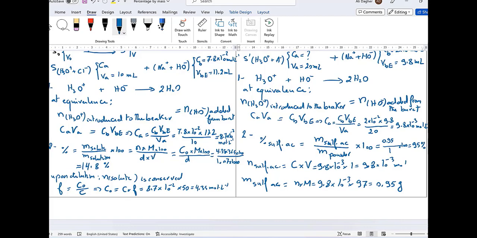Then this is how to determine the percentage by mass of solute. In case of solute dissolved in a solution, then percentage by mass equal mass of solute over mass of solution times 100, which is finally concentration of the commercial solution times molar mass over density times 100, while the percentage by mass of solute in a powder equal mass of the solute over mass of powder times 100.